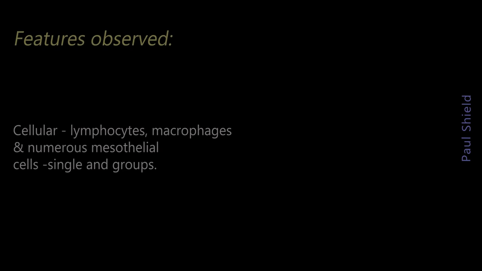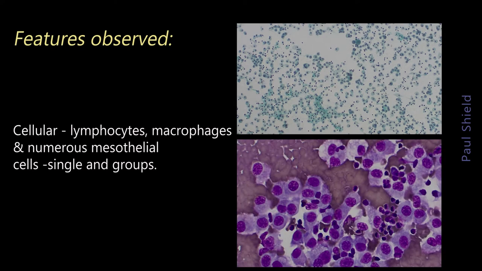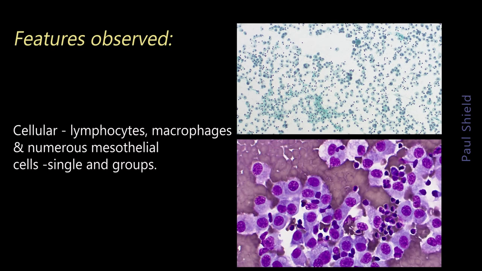So what's your diagnosis based on what we have looked at? Well, it was a pretty cellular specimen. It contained mesothelial cells, macrophages, and lymphocytes. It wasn't especially inflammatory, but there were definitely moderate numbers of background lymphocytes present.